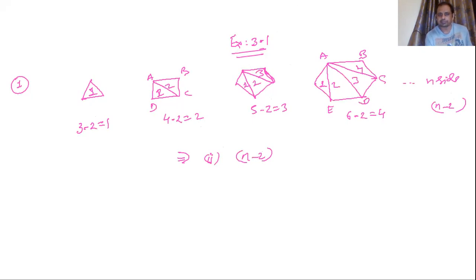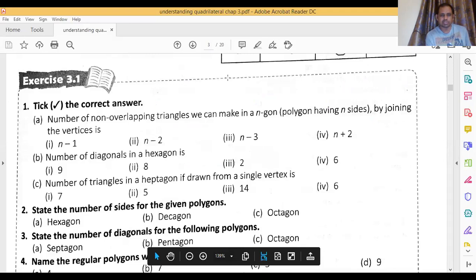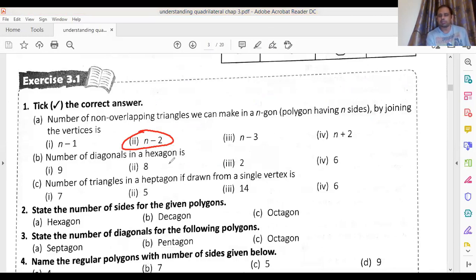Okay. Now moving to the next question. Option number 2 is correct in this one, that is n minus 2. Now the second question: the number of diagonals in a hexagon.